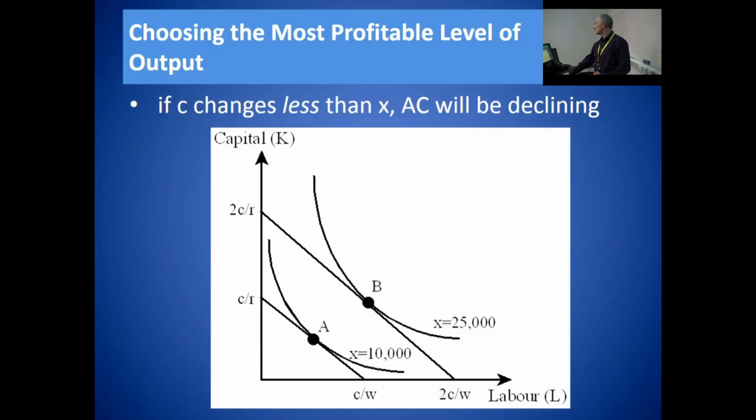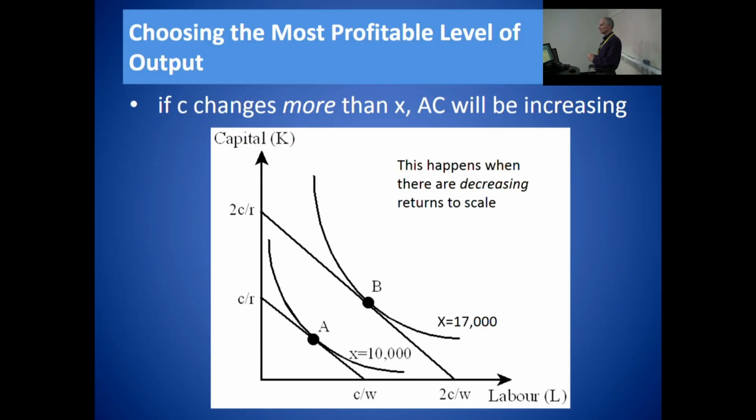Well, what about the reverse of this situation? If we found, for example, in this diagram, we started off at point A as before, then we doubled all of our factor inputs.